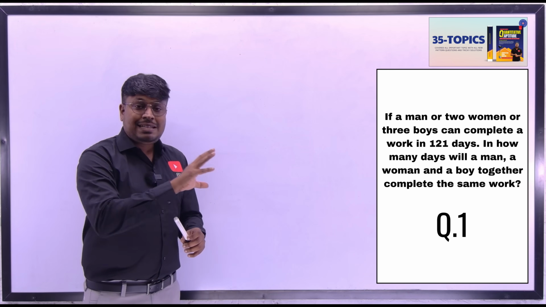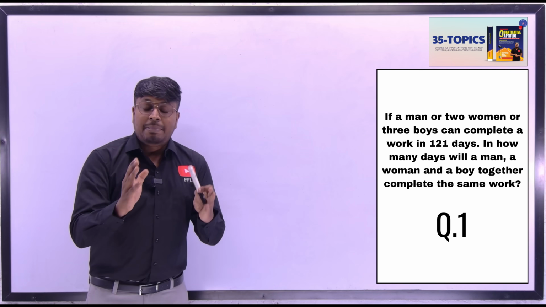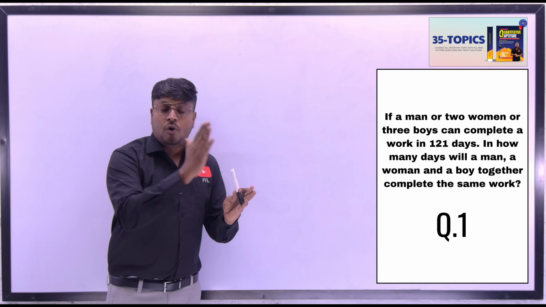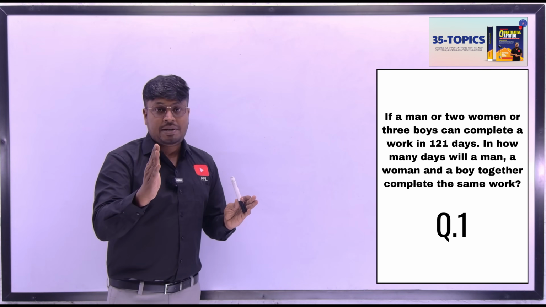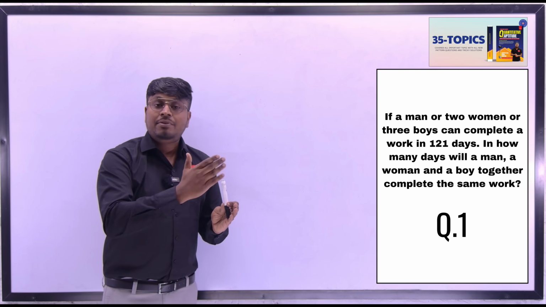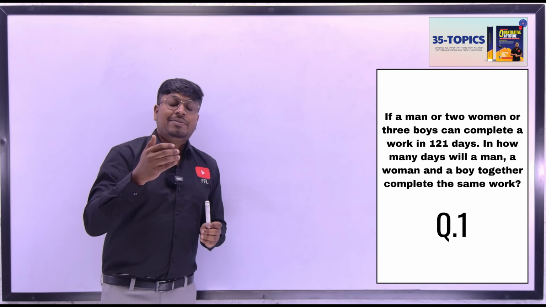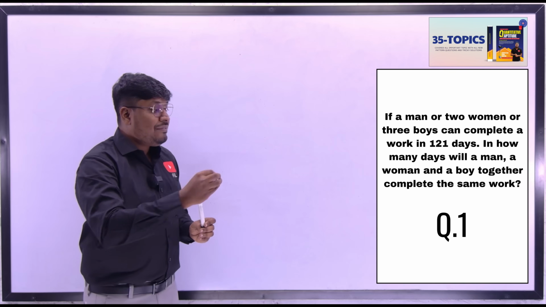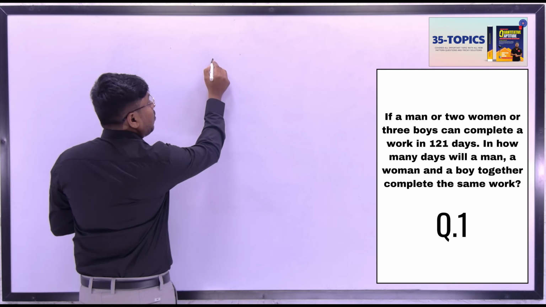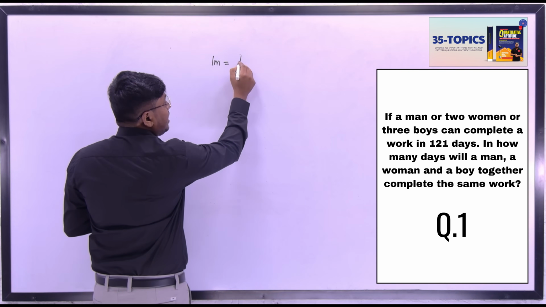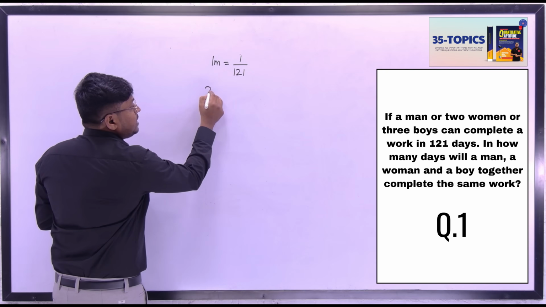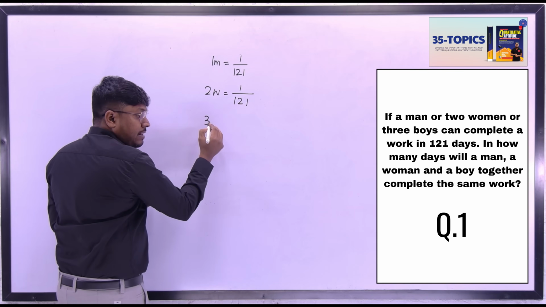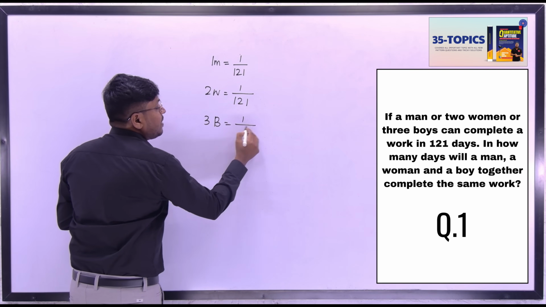So I think the easy way to solve the question is by comparing men, women and children separately: taking one man, how many days he can complete, one woman, how many days, one child, how many days, and then if you add all the three values, the resultant will be all the three persons working together, how many days they take to complete the work. Just see, we can solve it fast. So we know that one man can complete a piece of work in 121 days. Similarly, two women can complete a piece of work in 121 days, and three boys can complete a piece of work in 121 days.